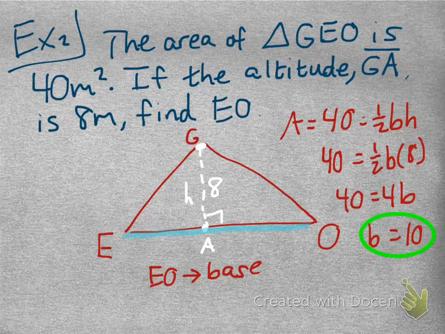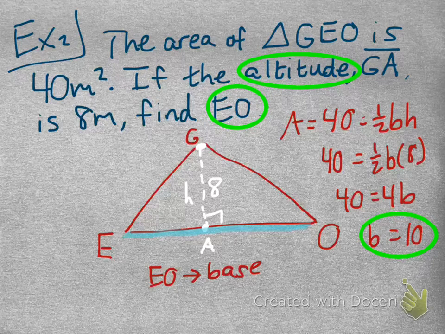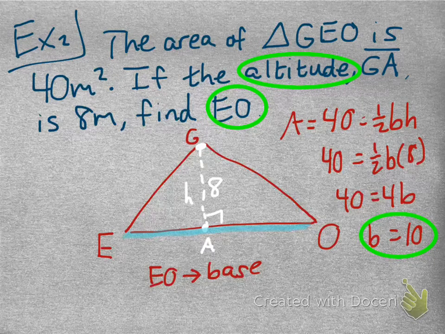Not too difficult of a problem. Instead of saying base and height, they ask you just to find EO, and they use the word altitude, but you know what altitude means from previous chapters, and EO just naturally falls into place as the base. So the answer would be that EO equals 10. Side length EO is 10.